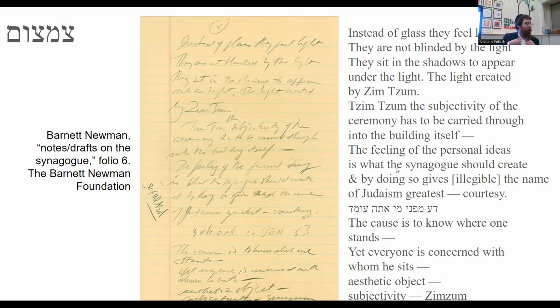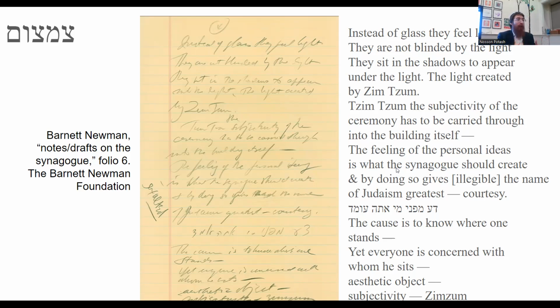Art depends on the individual who sees the art, who experiences it. If there's no individual seeing the art, it's not art. It can be as beautiful as you like. It's not art until somebody stands in front of it and has an exalted experience. And he's saying that depends on Tzimtzum. Without Tzimtzum, there's no subjectivity. So art depends on Tzimtzum. You can't have art without Tzimtzum because Tzimtzum is what allows for subjectivity.